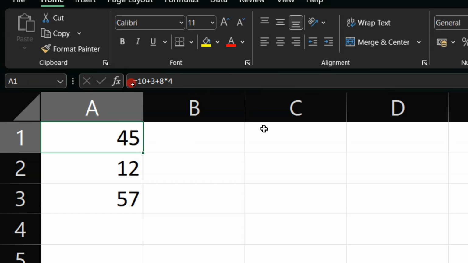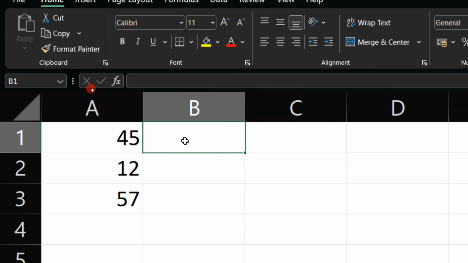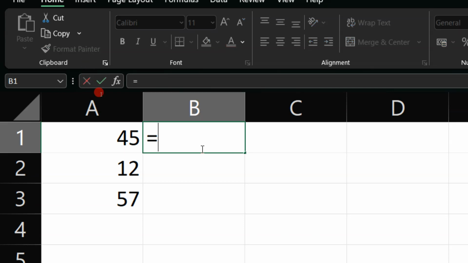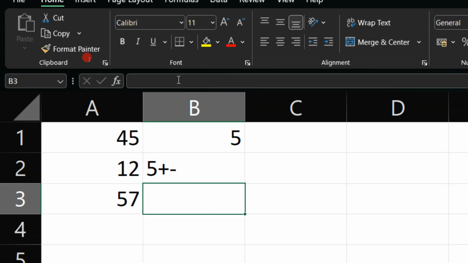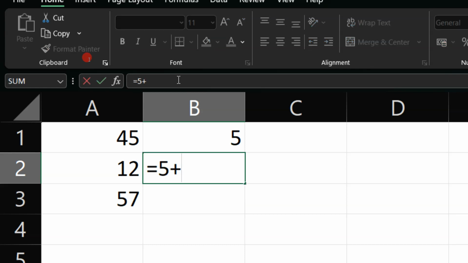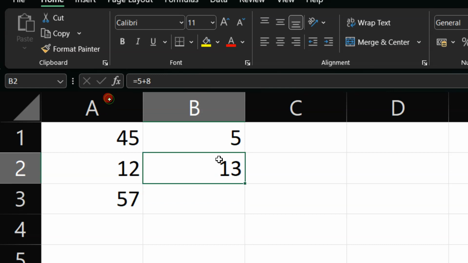So suppose I want to put the formula in cell B1. I can write equal symbol 2 plus 3. Normally I am displaying just as an example. So you can see 5, I have given the formula in cell B1. Now I want to give the formula in cell B2. This time I am using the formula bar. I am writing equals 5 plus 8. So you can see it is performing the action.